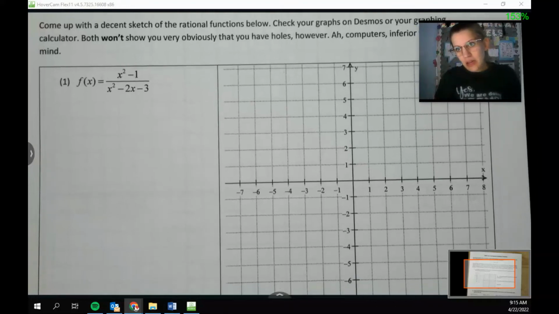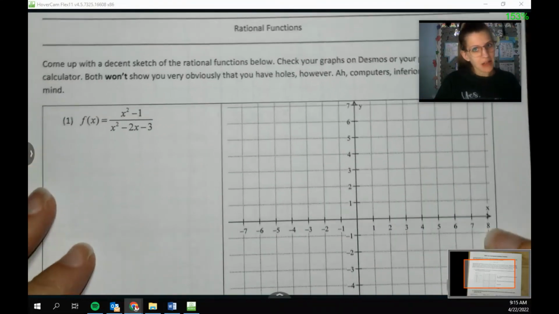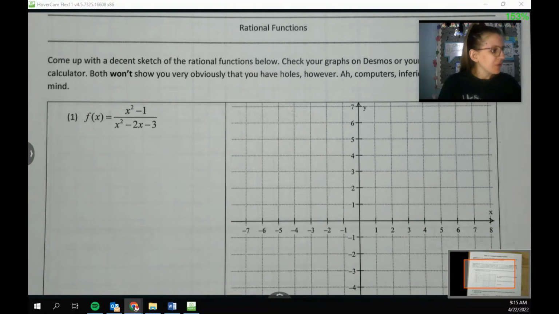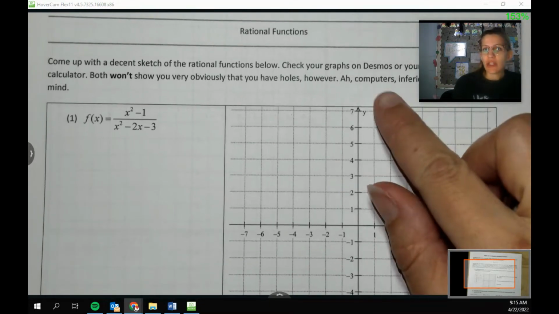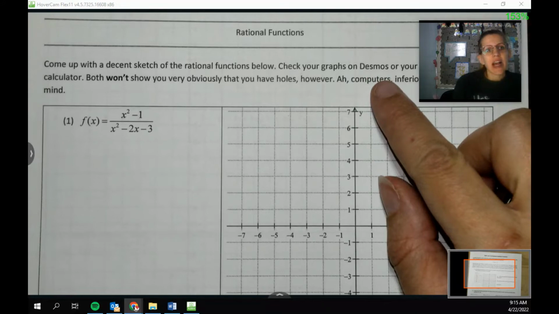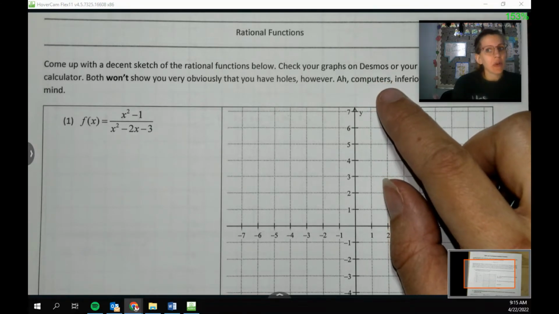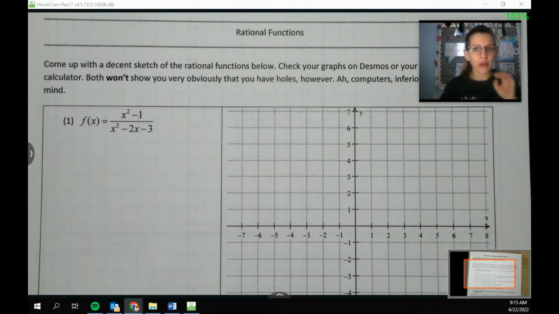Okay, I'll get a little reminder here since I'm not in class today on how we graph these rational functions. So I'm using my notes and I'm going to go through step by step to find all the features of this graph. You can always check your graph on Desmos after you do it, but it won't show you a very obvious hole. You have to really zoom in to see the hole.